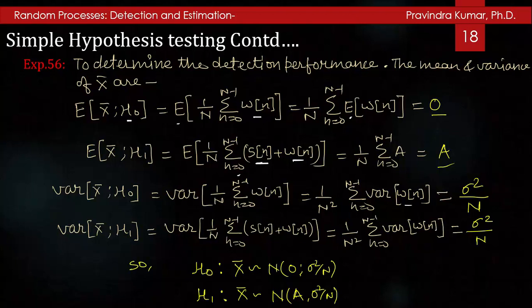So under hypothesis H0, the sample mean is a normal Gaussian random variable with mean 0 and variance sigma square by n, and under hypothesis H1, this sample mean has a normal PDF with mean A and variance sigma square by n. So here the variances are the same and the means are different.